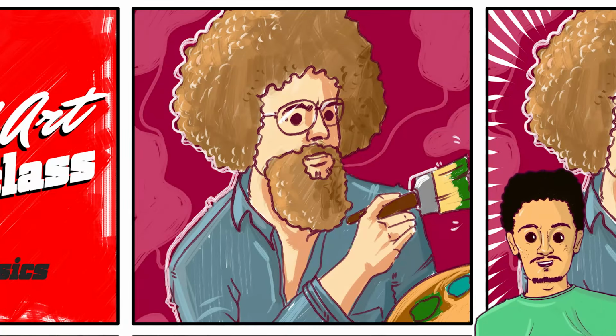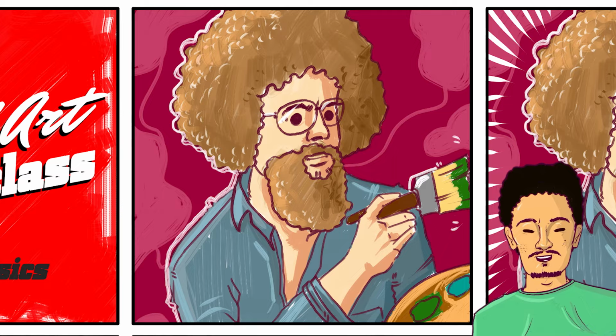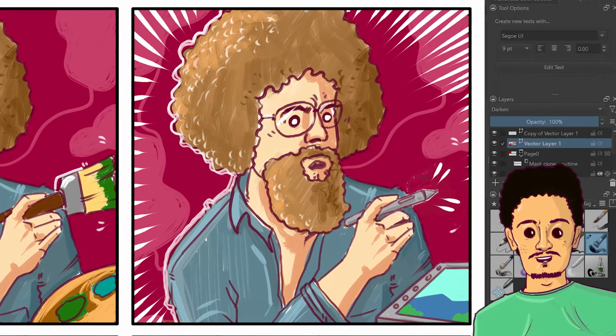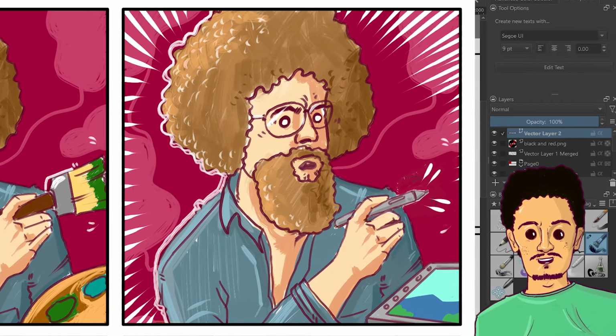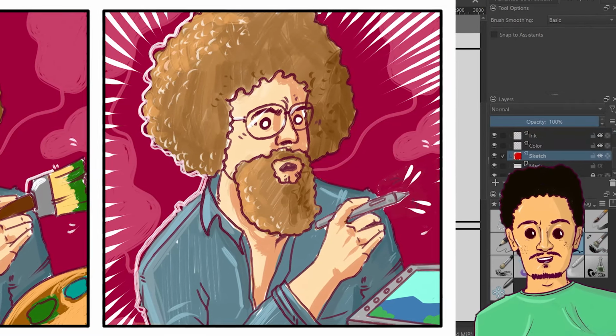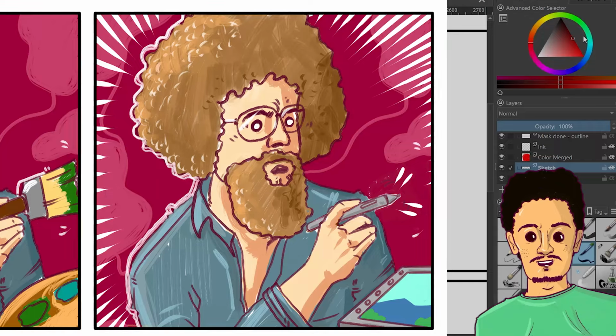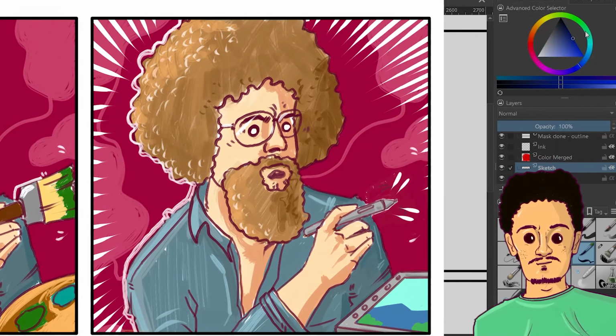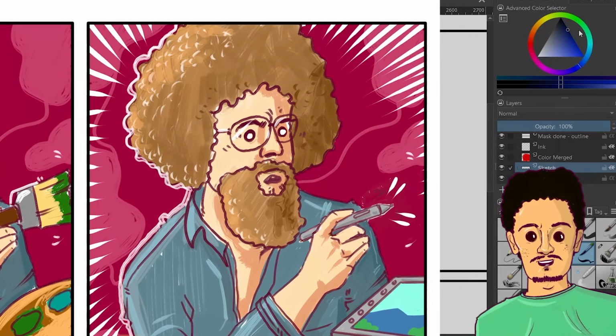Bob Ross was amazing with his traditional art skills. But imagine for once if I took away all of those tools, all of those paints, his palette, his canvas, and replaced it with a computer and a drawing tablet. He would be holding a stylus instead of a brush. But what would his reaction be?